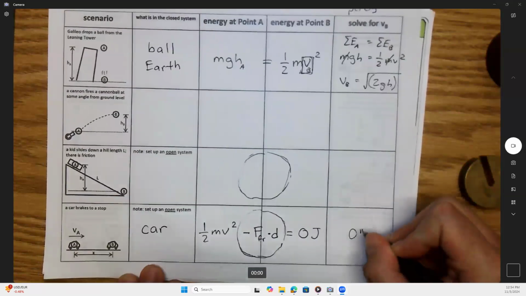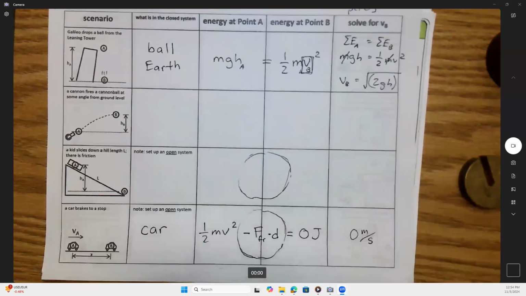Yeah, 0 meters per second. Right. So this is probably not the best question for that scenario because it's obviously going to be 0. Right. But you don't even need equations for that. But hey, what do you guys think?